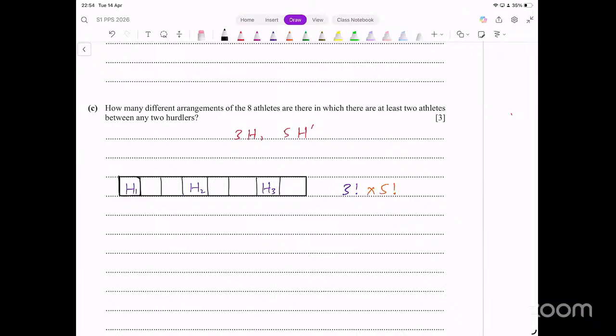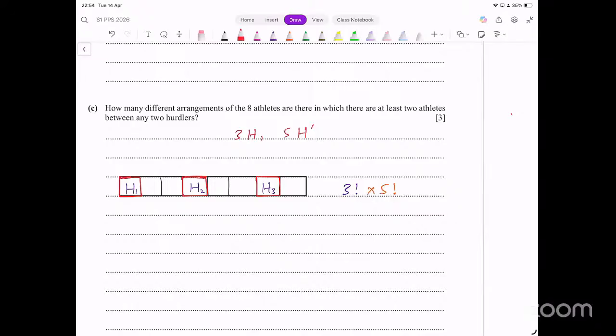For this one particular case, what we have fixed is that there should be 1 hurdler in this position. This position of the hurdler is fixed. Another hurdler in this position. And another hurdler in this position. We have fixed the positions. This is one possible scenario. Now, how many possible positions can be there for the hurdlers that satisfy the condition given? This is one possible position, right?